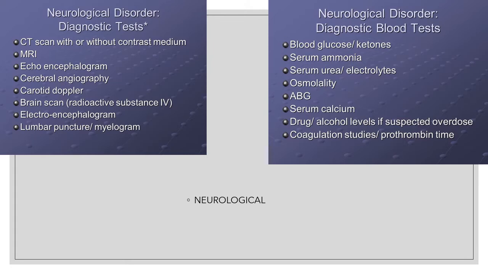Then there are certain blood tests, and the osmolality that you check, because osmolality is also a very important factor with respect to blood tests for neurological conditions. Next you have blood glucose, serum ammonia, serum electrolytes, ABG, that is arterial blood gas. It measures the amount of oxygen and the amount of carbon dioxide.